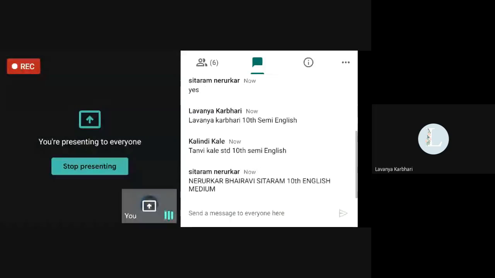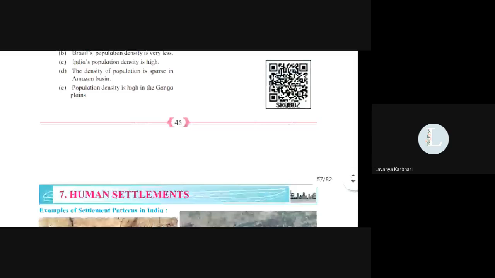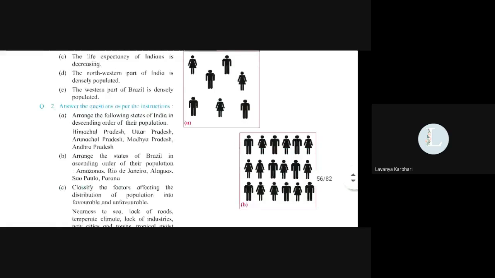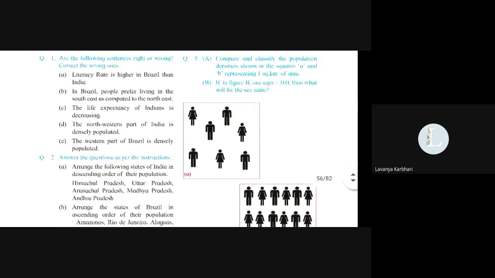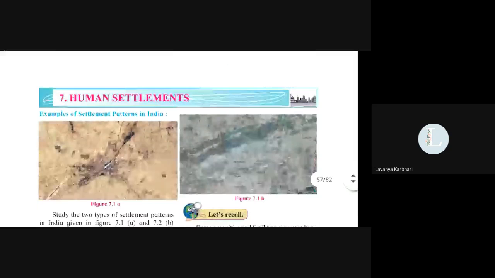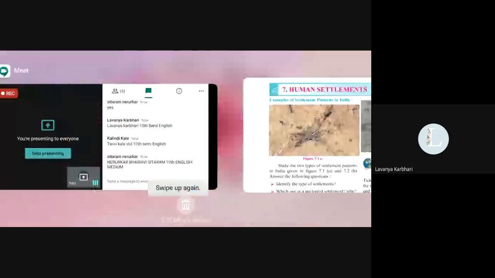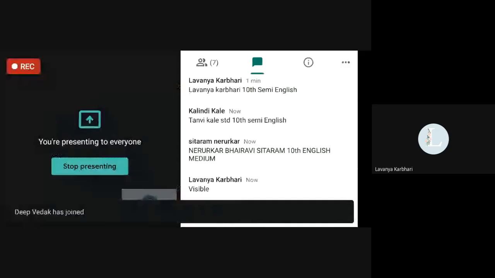Okay, I will show you. I'll present my screen, just to make sure that it is visible for you. Okay, visible for all of you.